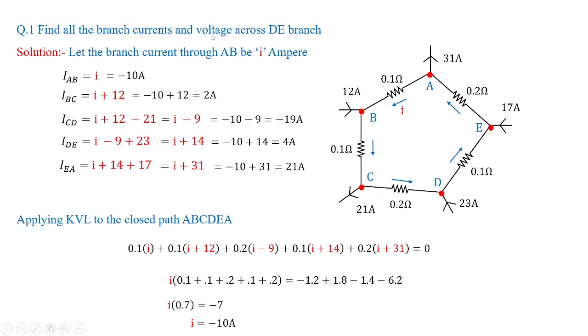Another thing is that we need to find out the voltage across branch DE. So we have a resistance of 0.1 ohm. You have to multiply the resistance with the branch current IDE. So IDE is 4 amperes and the resistance is 0.1 ohm. With that, I get the value of voltage as 0.4 volts. So this is how you need to solve this kind of problem. It's the basics of circuits and networks.